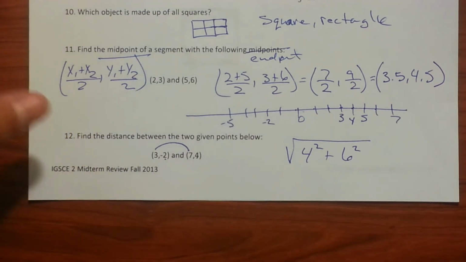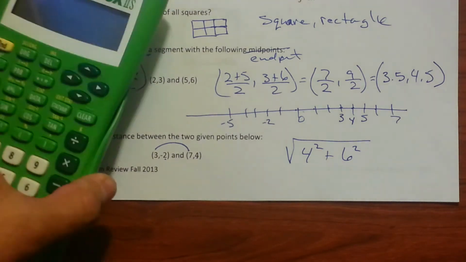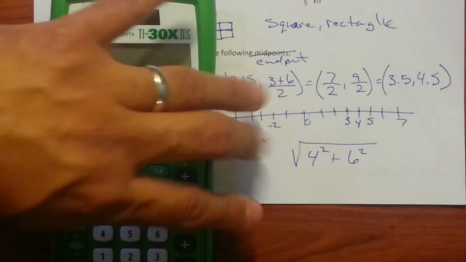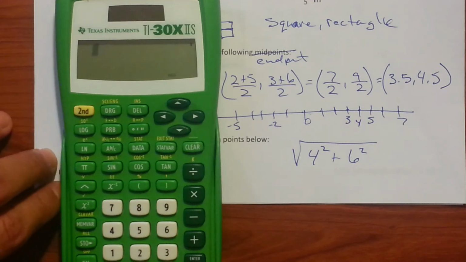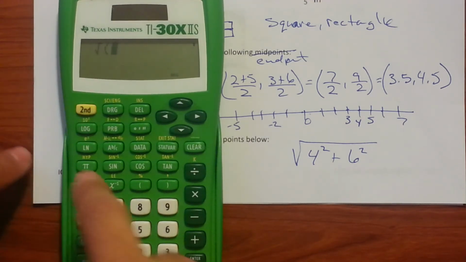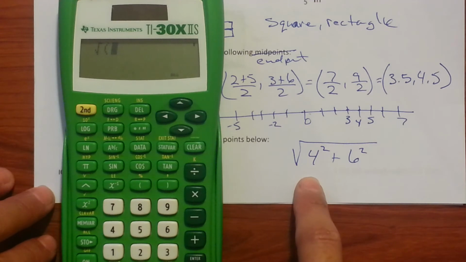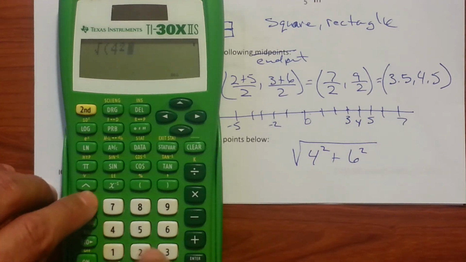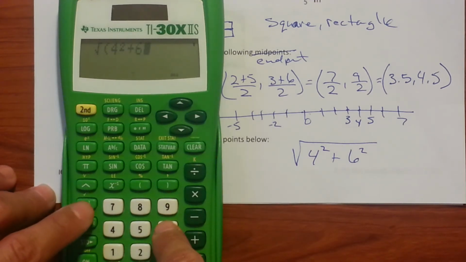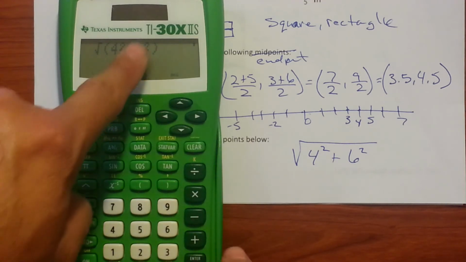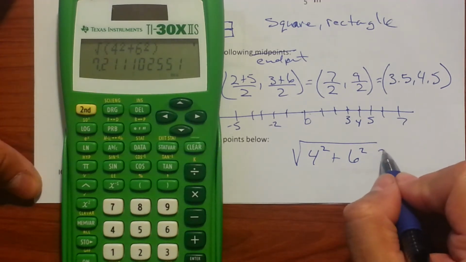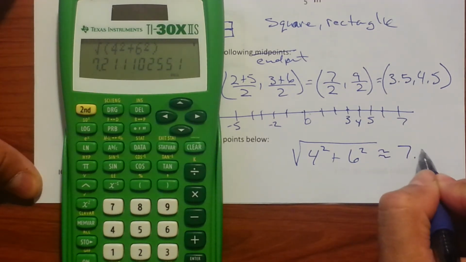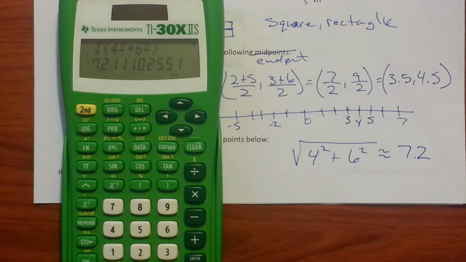So we're going to plug that into my calculator now. To do this square root, it's going to be second x squared, and I'm going to have 4 squared plus 6 squared, close, right there, I close it to say all that's in my radical, and I should get about 7.2 as my distance.